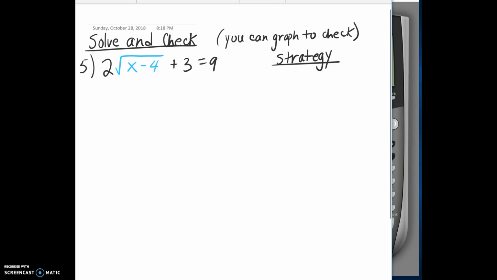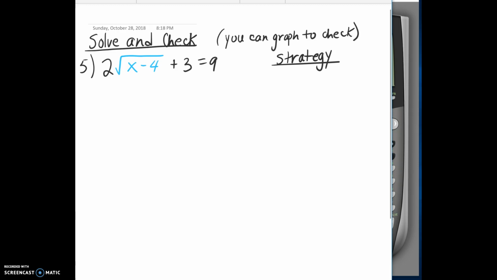In this video, we are mainly just solving and checking our answers. You can check algebraically or graphically, so I will show both options when we're doing this video. Our first strategy that we're going to use, though, is something that's going to help us with getting rid of the stuff surrounding the radical.